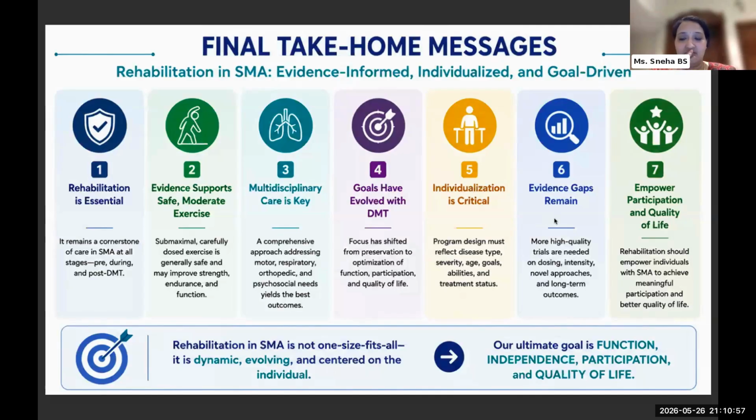Evidence gaps still remain, and please remember it's about empowering the children to improve the participation. It's not about improving MMT from say 2 to 3 or 3 to 4. It's about achieving that functional 3 to 4 points in HFMSE, which makes a lot more difference because it's more functional in nature. So please, we are open to questions. Kindly use the Q&A to ask as much as you like. Thank you.